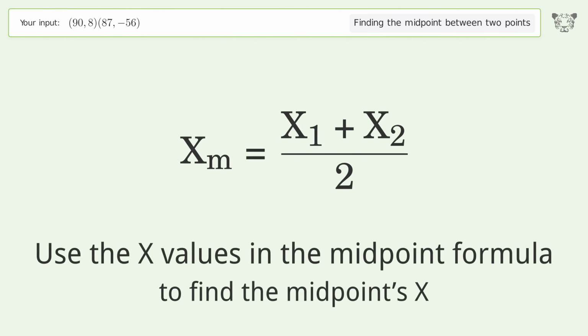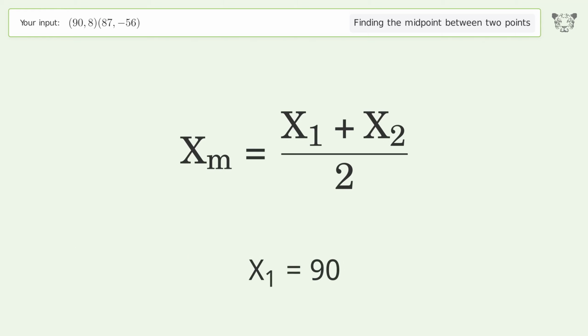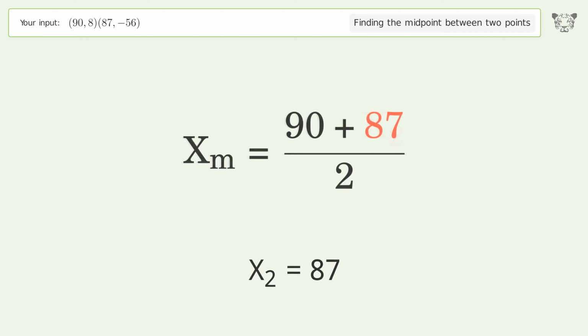Use the x values in the midpoint formula to find the midpoint's x. x1 equals 90. x2 equals 87. Simplify the arithmetic.